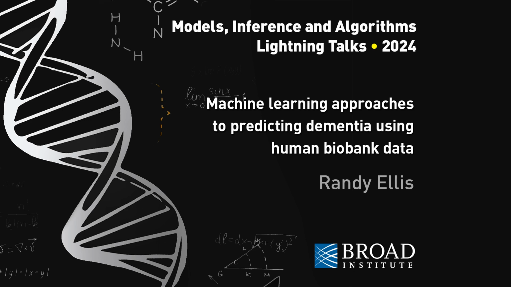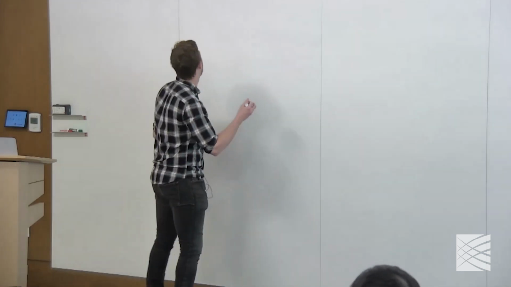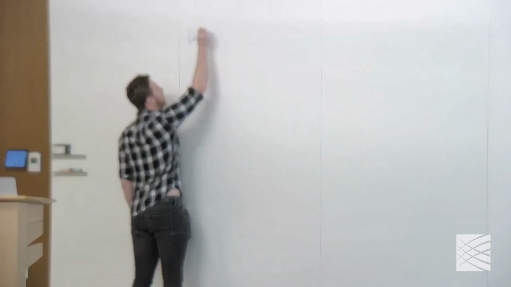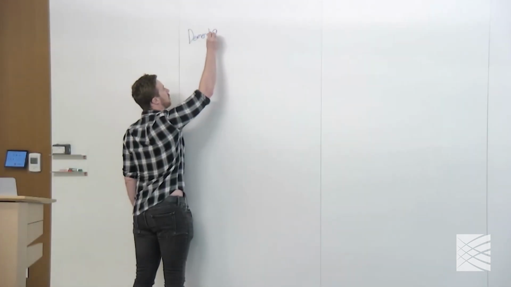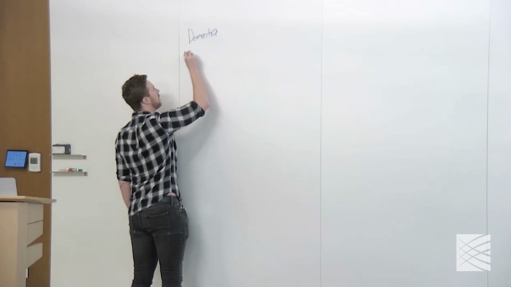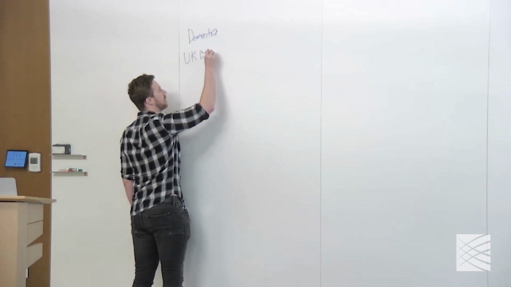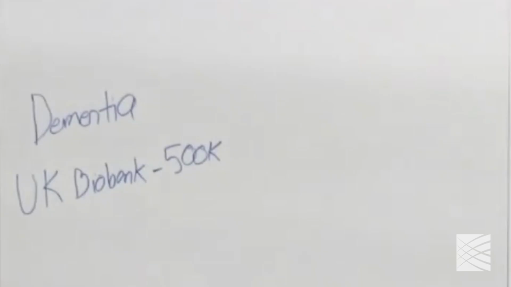Today, I'm going to talk about some thoughts and considerations that I use when doing binary classification for disease outcomes using human biobank data. So I'm going to particularly focus on dementia. And I have done some work using the UK Biobank, which is one of many biobanks. And UK Biobank has about 500,000 people in it.